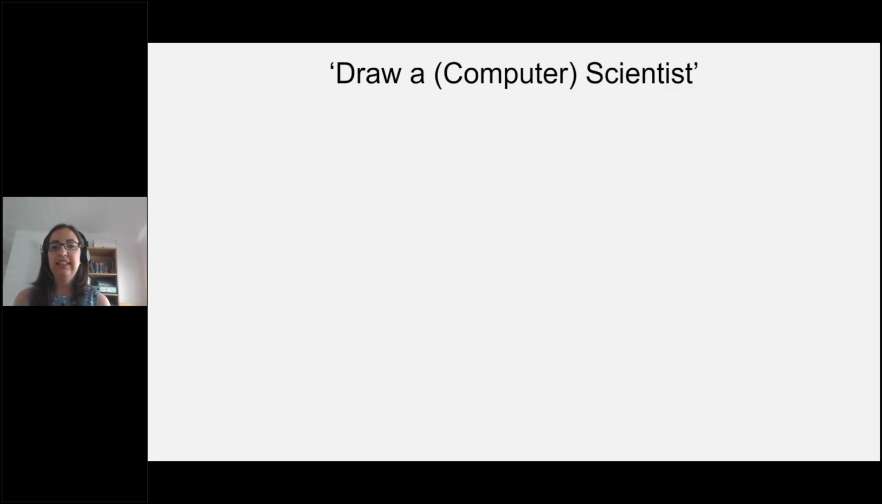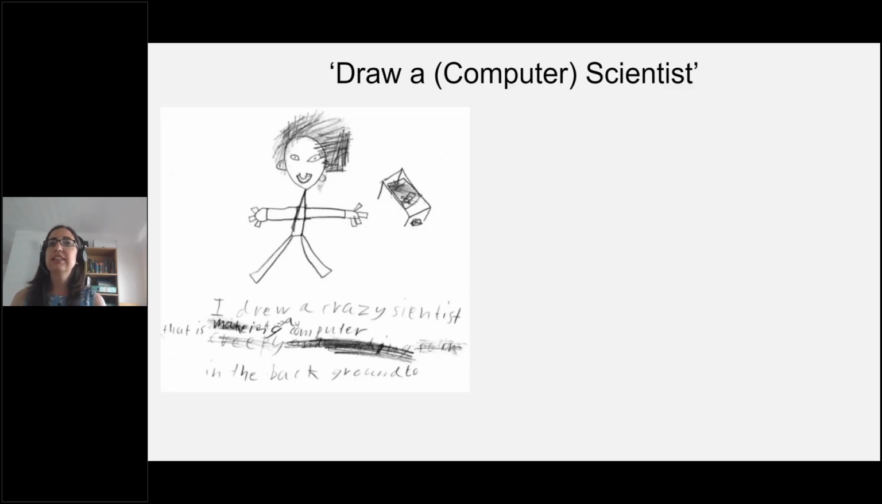But interestingly, this is more seen in younger children. And as children get older and into adolescence, they're still veering more towards a male picture. So children still seem to associate science with men more as they get older. So moving on to Draw a Computer Scientist, they've developed it specifically for computer science.